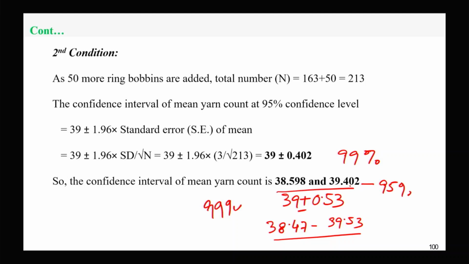So if we want to be very sure, more accurate, in that case our confidence interval is a little bit more. So the population mean will lie within this zone, and at 99% of the time it will be correct. Okay.